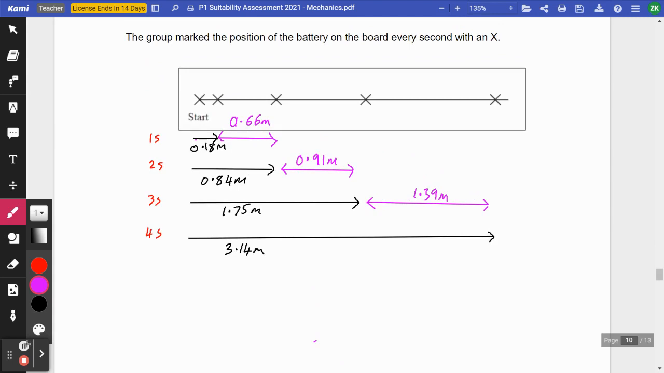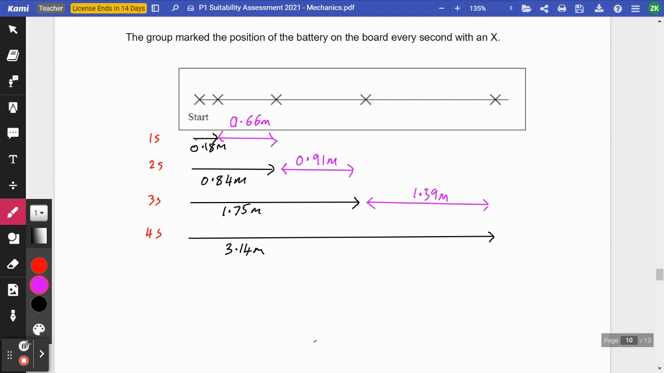So 3.14 is the distance traveled in 4 seconds. 1.75 is the distance traveled in 3 seconds. So the distance traveled in the previous second, to go from there to there, is just the difference between this and this. So that's the distance. Remember, to get velocity, we know we need distance. So in the previous second, that distance is 1.39 meters.